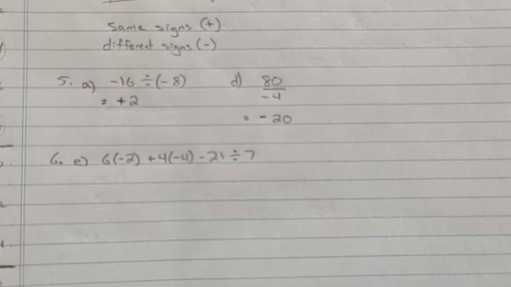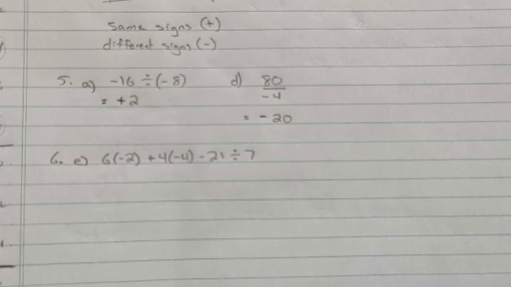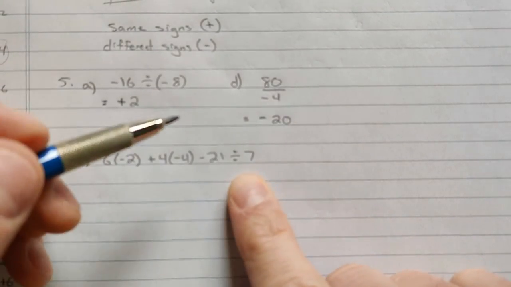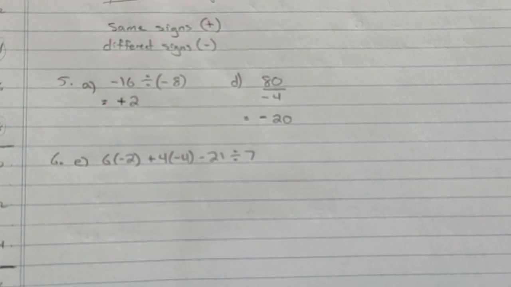Always use BEDMAS. Brackets, being inside the brackets first, then do anything working with exponents, then do any division and multiplication in the order that they appear, then do addition and subtraction in the order they appear. So you don't have to do the division first, even though it comes higher in BEDMAS. It's division and multiplication in the order that you see them in the question.